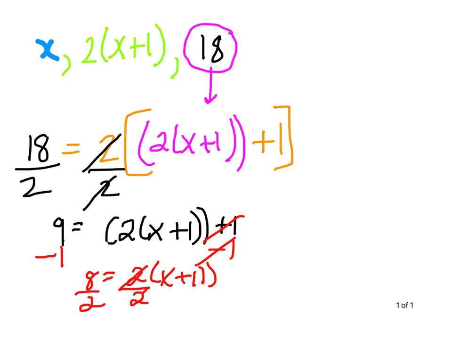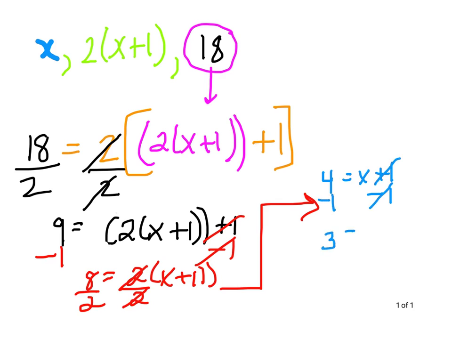So we can divide it by 2, and then we'll get 4, and that will be equal to just our first baby set of parentheses, the x plus 1, and then solve for x. So now that we have x is equal to 3, we can go ahead and substitute in the x value for all the parts of the sequence.